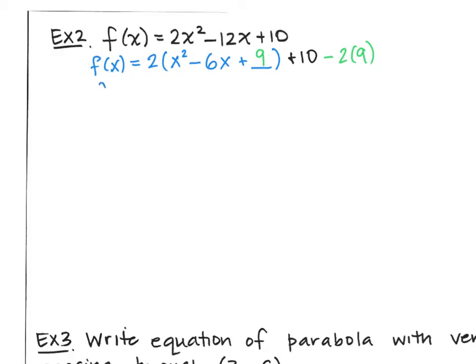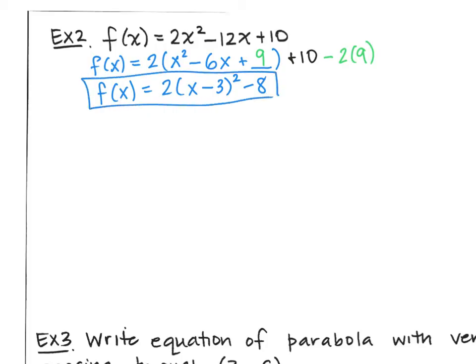Okay, and then from here, I'm going to go ahead and factor that so that it will be in standard form. This is going to be 2 times (x minus 3) squared. And then what is that? 10 minus 18 is minus 8. Okay, so now I'm in vertex form. And the great part of vertex form, of course, is that I can get the vertex. This goes to the right 3, down 8. So I've got the vertex.